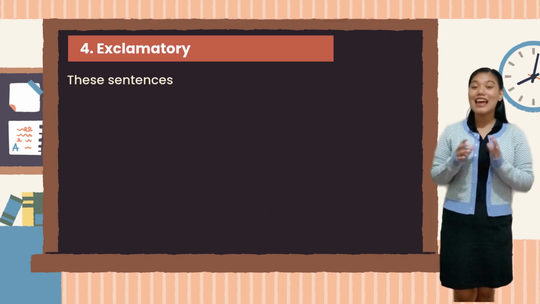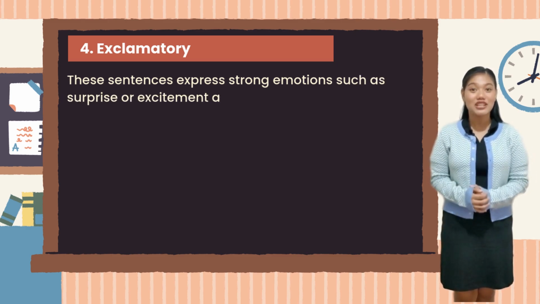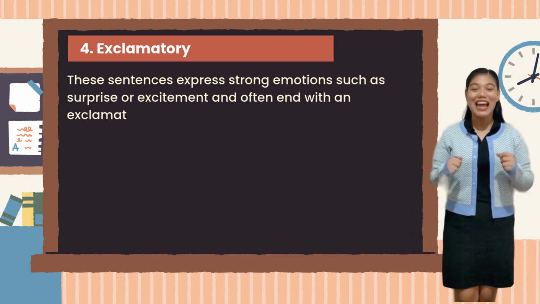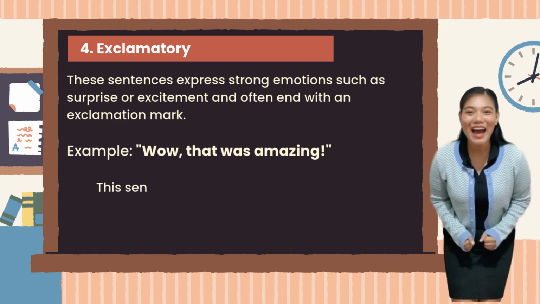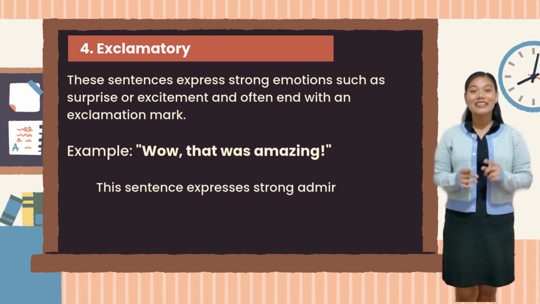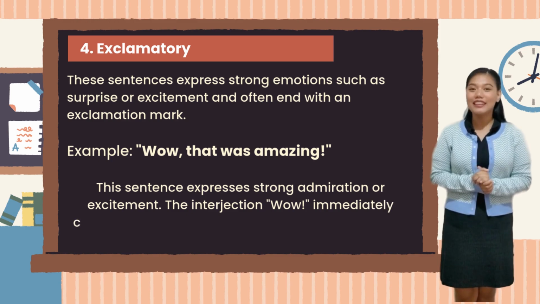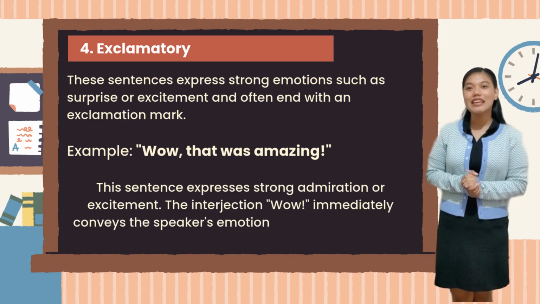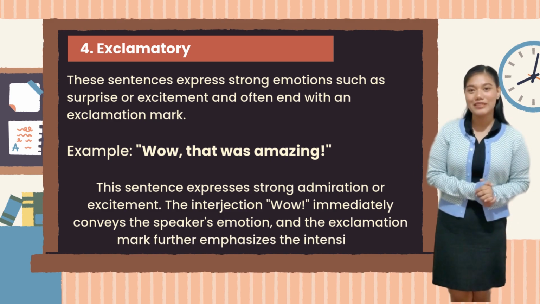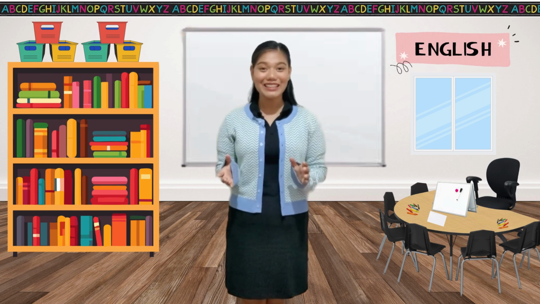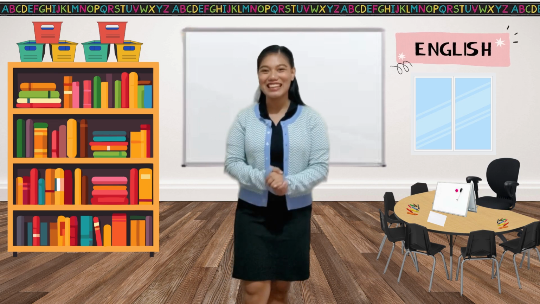And the last one is exclamatory. The sentence expresses strong emotion such as surprise and excitement and often ends with an exclamation mark. For example, wow, that was amazing! The sentence expresses strong admiration or excitement. The interjection wow immediately conveys the speaker's emotion and the exclamation mark further emphasizes the intensity. And that's it. We finished the discussion about the four functions of the sentence.